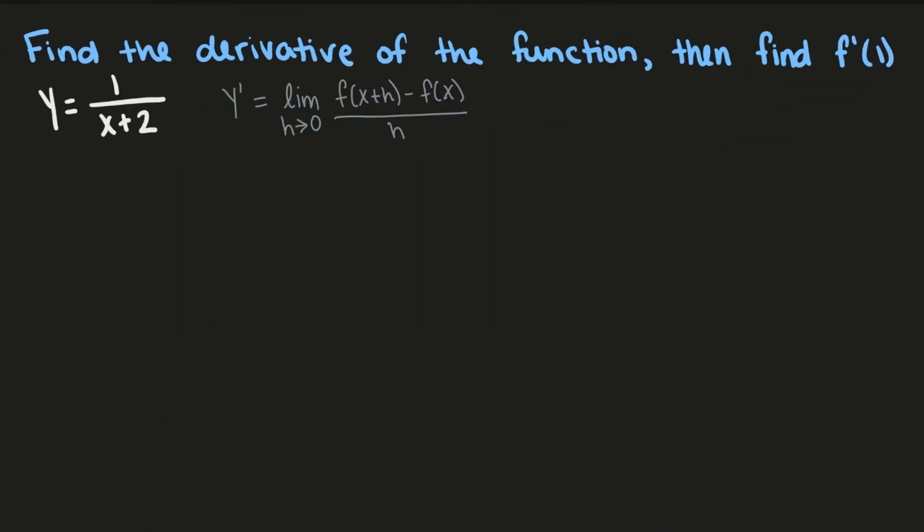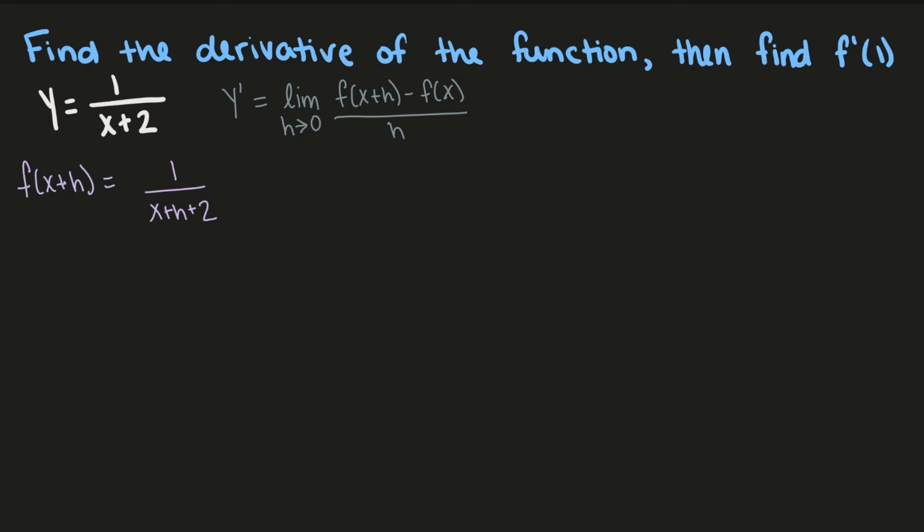And for our last example, we need to find the derivative of the function y equals 1 over x plus 2, and then we need to find the value of that derivative at 1. So let's start by finding f of x plus h. So f of x plus h means we're going to plug in x plus h everywhere we have an x, so we'll have 1 over x plus h plus 2.